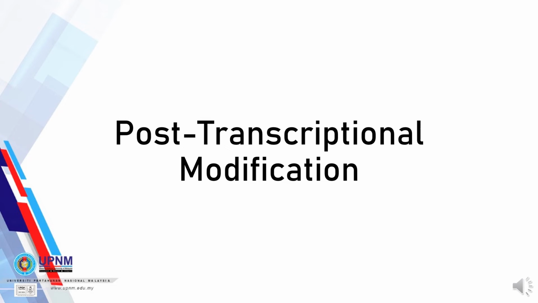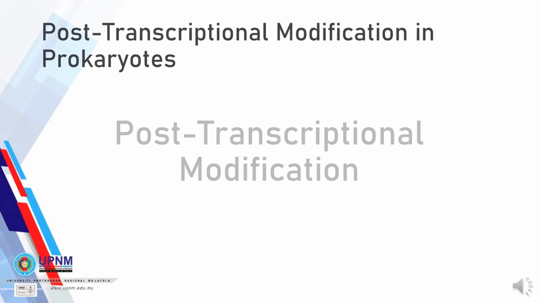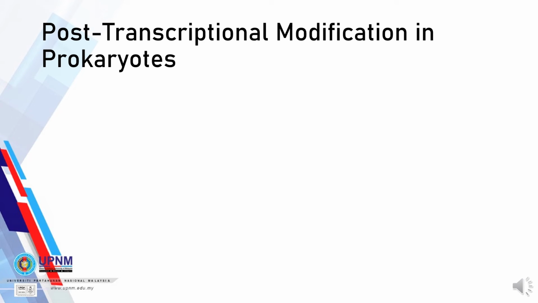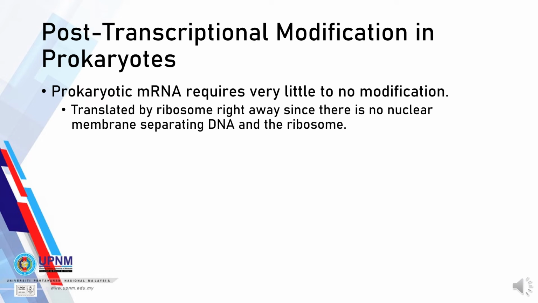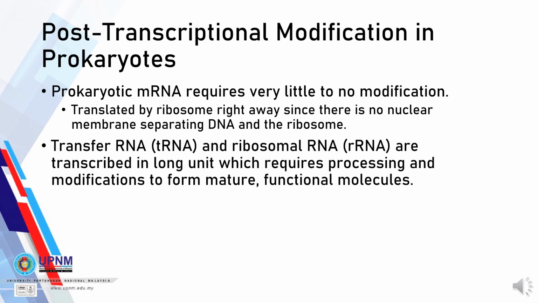Now let's have a look at some of the post-transcriptional modifications of RNA transcript. Prokaryotic messenger RNA requires very little to no modification. These mRNA will be translated by ribosome right away. This is because prokaryote lacks nuclear membrane. There is no separation of DNA molecule from ribosomes. Meanwhile, transfer RNA and ribosomal RNA will be transcribed in long units. These RNA transcripts will require further processing and modifications to form mature, functional tRNA and rRNA molecules.